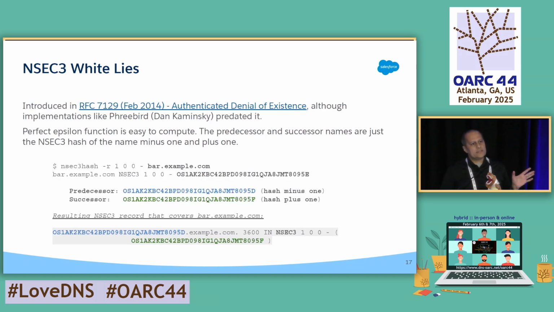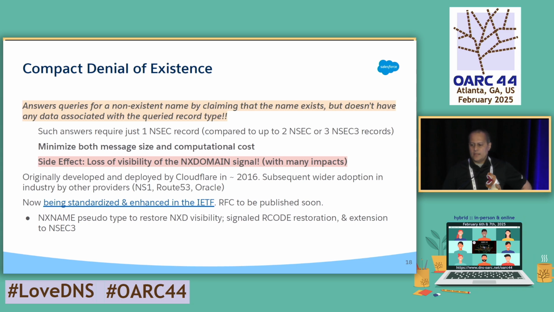All right, by contrast, NSEC3 white lies, the perfect epsilon function is much easier. All it is, is the hash of the name -1 and the hash of the name +1. I've given an example here, which I won't go through, but you can peruse it at your leisure later. The slides should be online. And let's go on to a more interesting development.